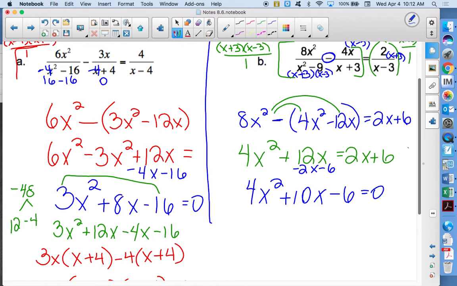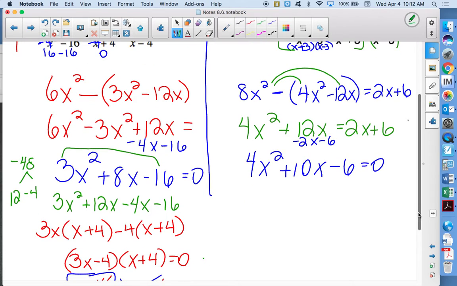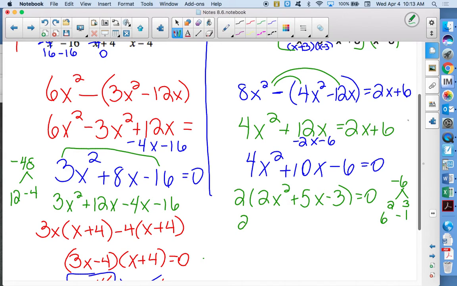So if we're factoring this, what could we do to factor this? Well, you can divide by 2. Yeah, let's get that 2 out, so it makes the numbers a little smaller. Okay, and then we're dealing with a negative 6, so what two numbers multiply to be negative 6 but add to be 5? 2 and 3, what else? 6 and negative 1. So we would have 2x squared, 6x, negative 1x, and then minus 3.